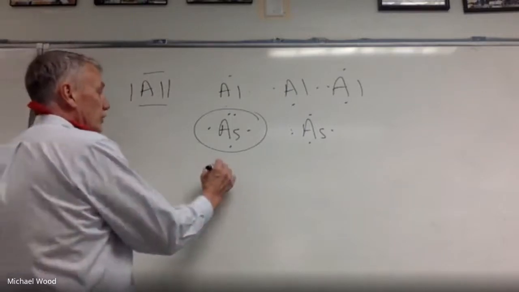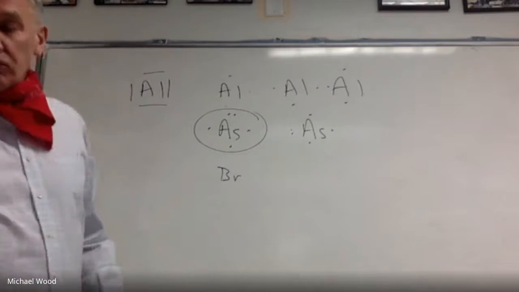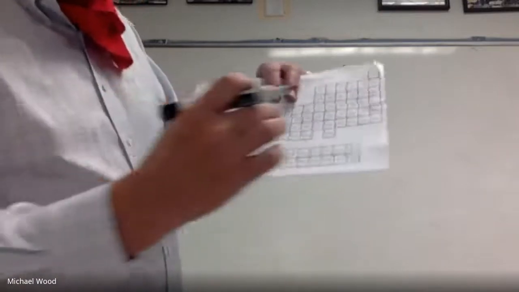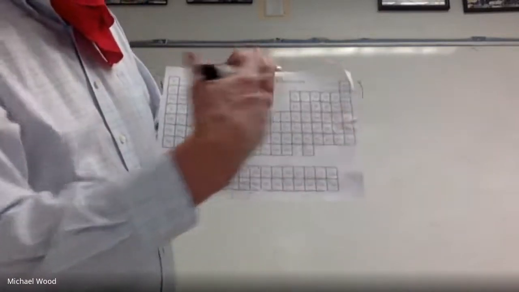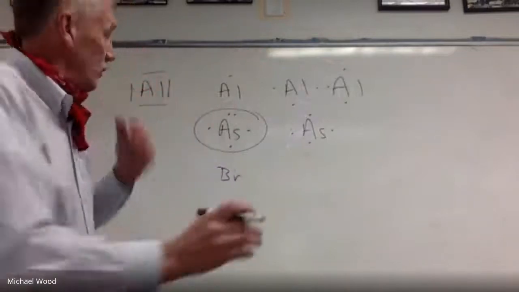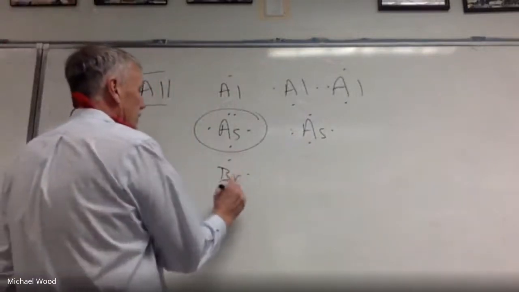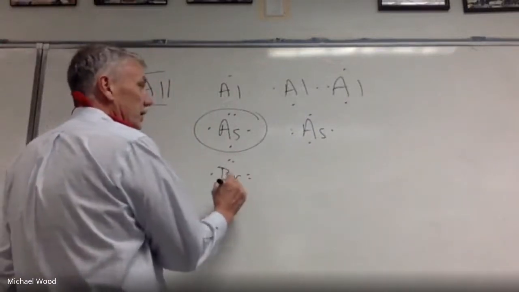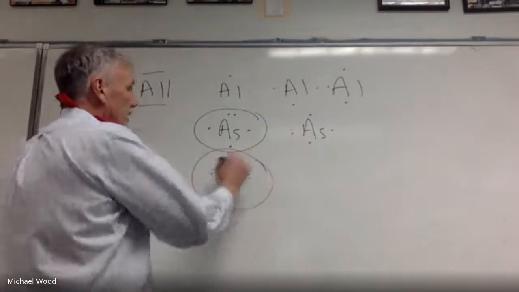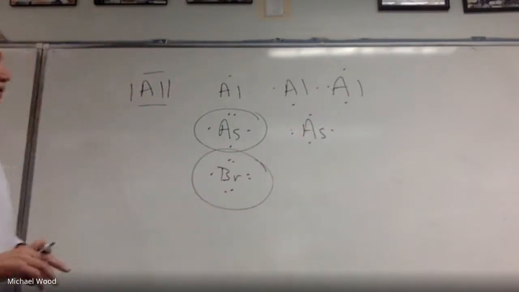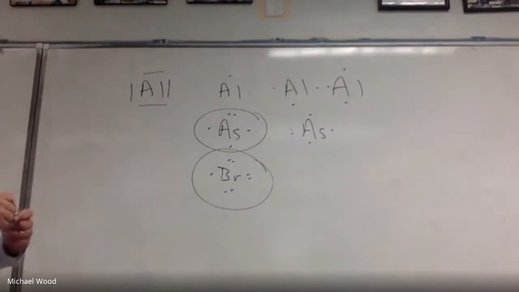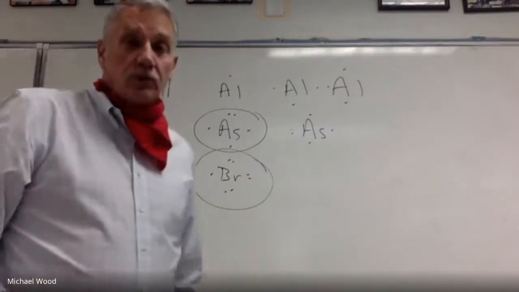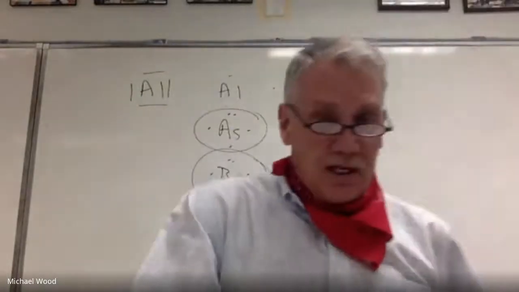Okay, then let's do bromine. If I locate bromine on the periodic table, bromine is right here, so it's got seven valence electrons. So the way I do it, top, right, bottom, left, pair, pair, pair. And so it's like that. So it's got three pairs and one single. So again, a lot of review and just dots of just the individual elements.